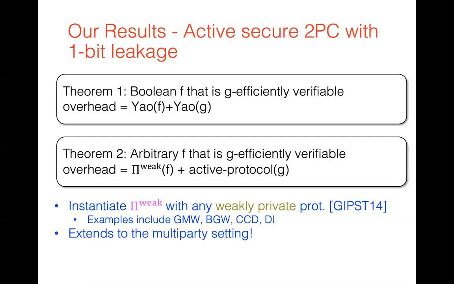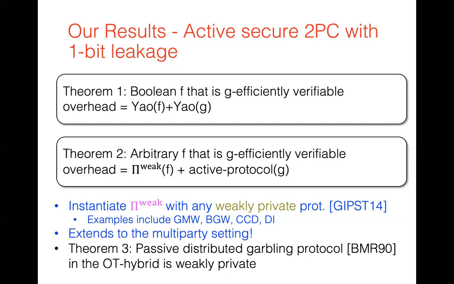And finally, we also extend this idea of weakly private. We show that the passive implementation of the distributed garbling protocol of Bellare et al. in the OT hybrid is weakly private. What does this give us? Well, we can now instantiate the Pi weak of F using the distributed garbling protocol for Boolean computation. The added benefit is that this is constant round, as opposed to using GMW in the multi-party setting, where the round complexity is the depth of the circuit.